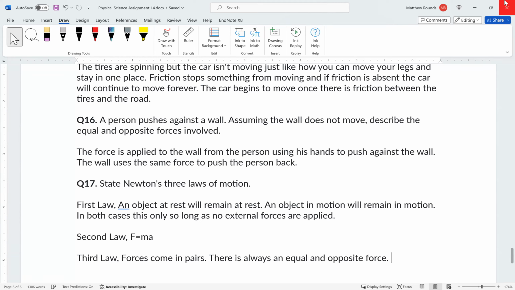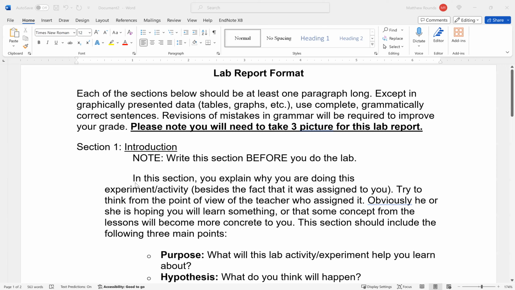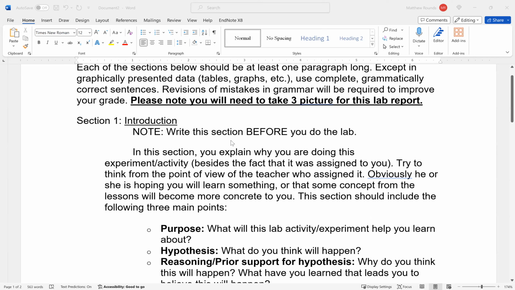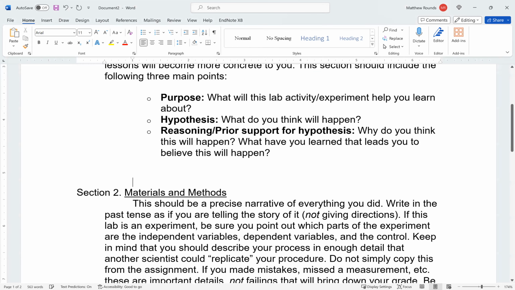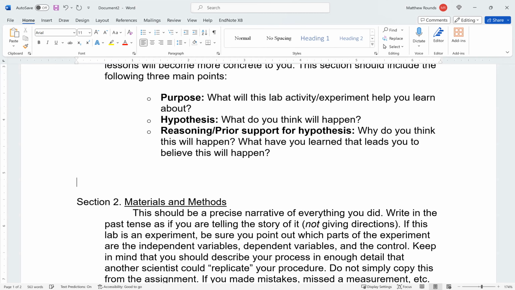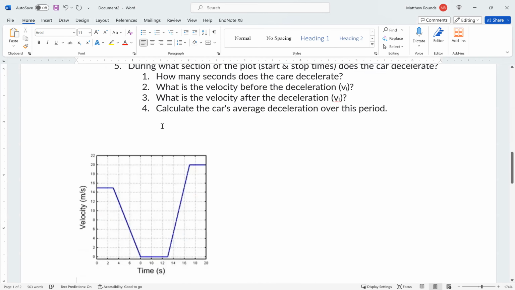All right, so that is done. We're going to now look at the lab. Very exciting. Okay. Here's the lab format that we've seen a lot of times. We need to answer some questions, and it's kind of a lot. All right, here we go.